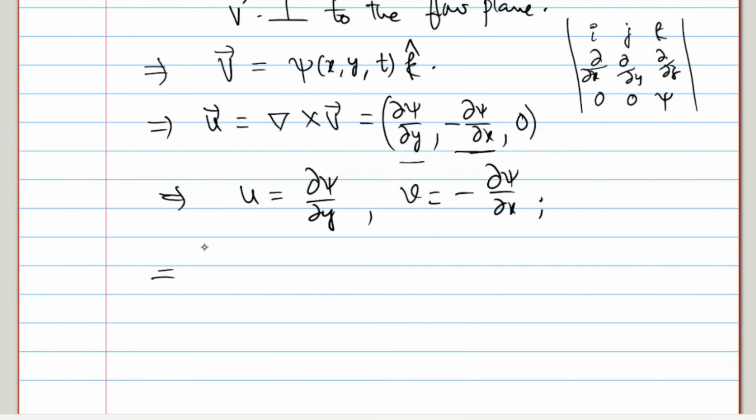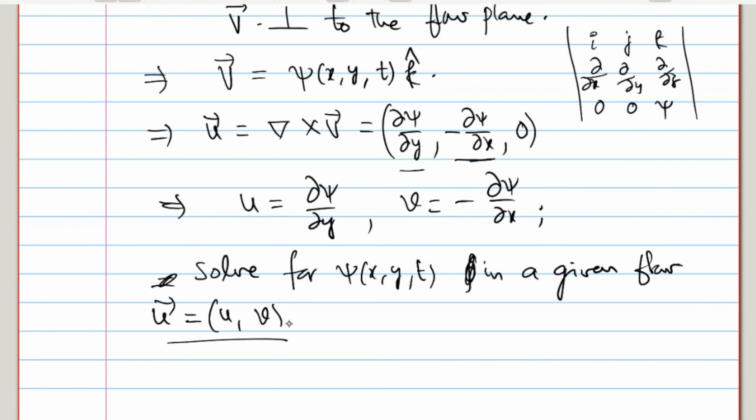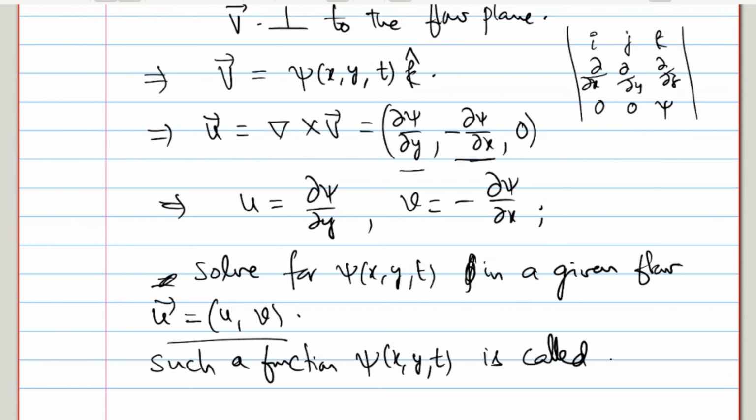Now, given a flow, that is u comma v, solve for psi as a function of x, y, t. Only 2-dimensional flow you're considering now. So you can solve it and get your stream. Such a function psi of x, y, t is called the stream function.